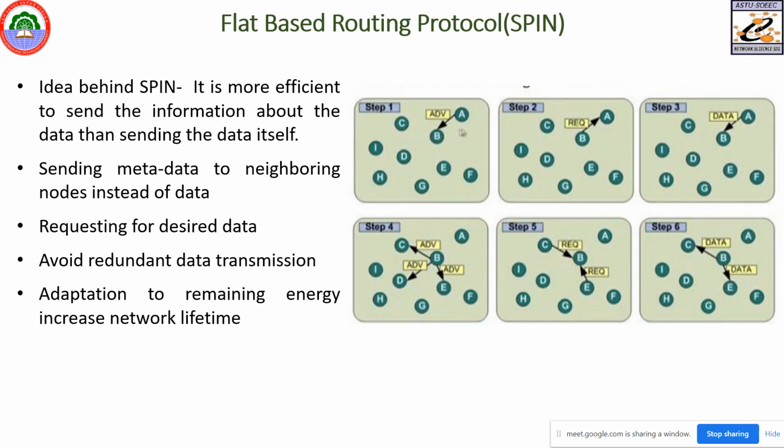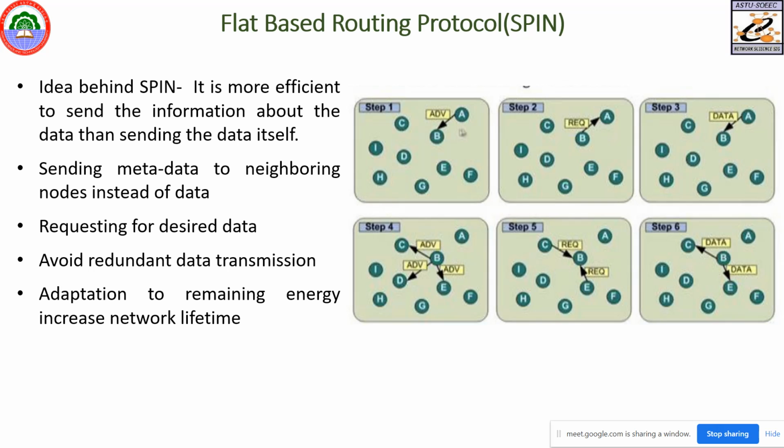So instead of sending the data to its neighbor B, instead of sending the information to its neighbor B, as it is having the nearest among the neighbors C, B, E, F, B is the nearest one, so it has to send the advertisement to that particular node B.